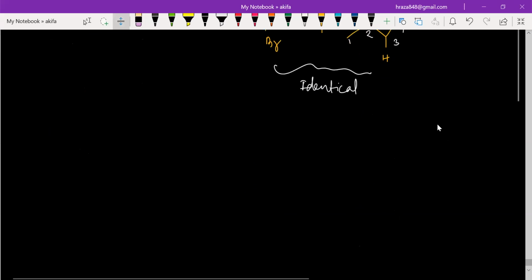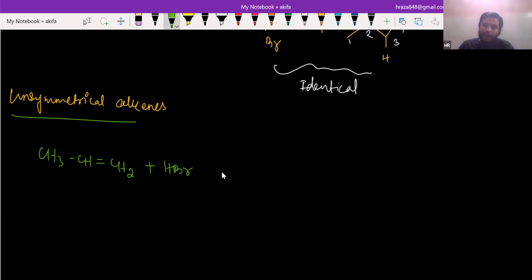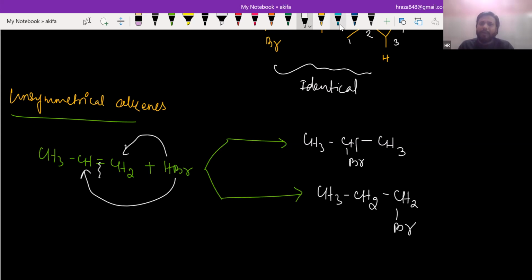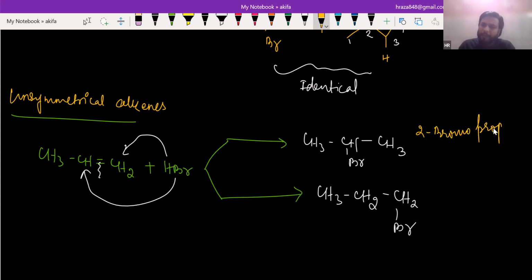Now what if there is an unsymmetrical alkene? What will happen? Like if we go for propene, CH3 CH double bond CH2, and add HBr, this bond will break and the product will be CH3 with bromine, because hydrogen goes to this carbon and bromine goes to this carbon. Again, if I change the position, are both different or the same? Different, because this is 2-bromopropane, and here you can see 1-bromopropane.